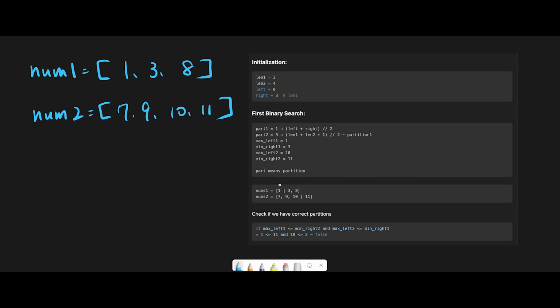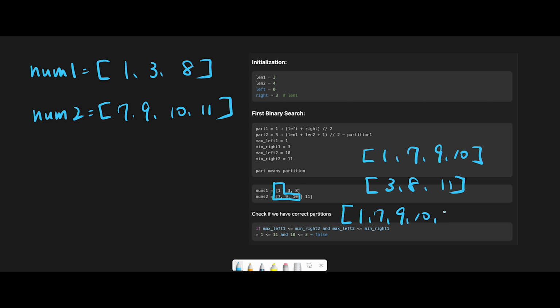So left part is 1, 7, 9, 10, right? And the right part is 3, 8, 11. So if we combine these two arrays, that should be 1, 7, 9, 10, 3, 8, 11. Oops. So this is not sorted, right? That's why we will execute binary search again. But before that, we should narrow the search range.